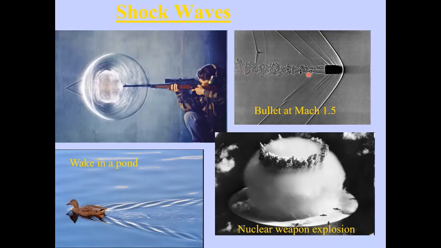You don't have to go super fast to create a shock wave. As long as you're traveling faster than the speed of the wave, you create a shock wave. So here's this little duck swimming in a pond, but the duck is swimming faster than the waves that it creates, because waves in water, of course, go very slow. So as a result, the duck leaves the shock wave, and this is called a wake, and we see this behind a boat as well.